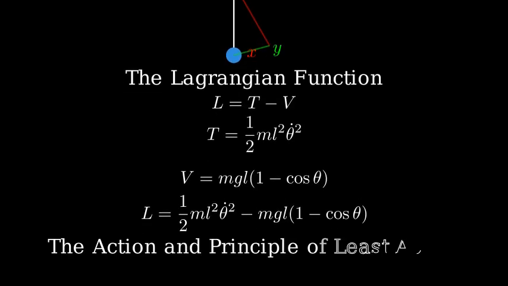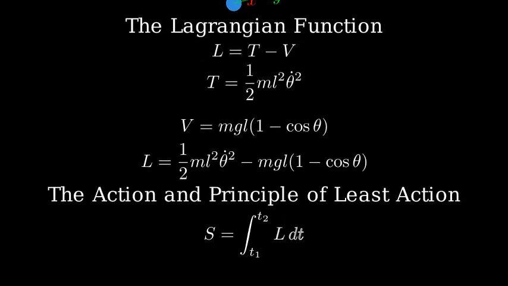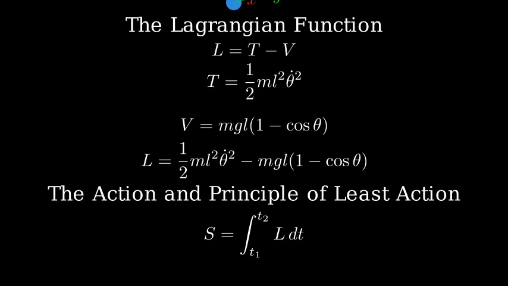Next, let's talk about the action, denoted by the letter S. The action is defined as the integral of the Lagrangian over time, from time t sub 1 to t sub 2. Mathematically, S equals the integral from t sub 1 to t sub 2 of L dt.